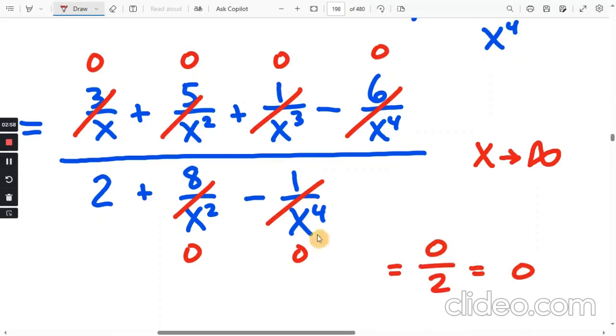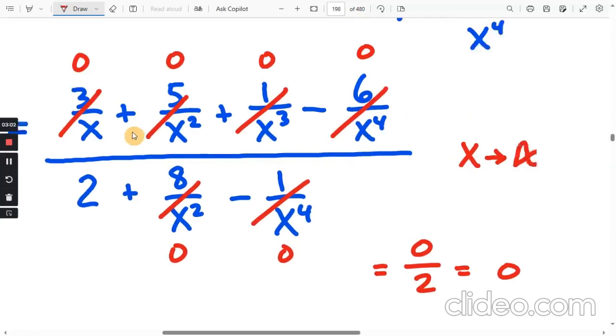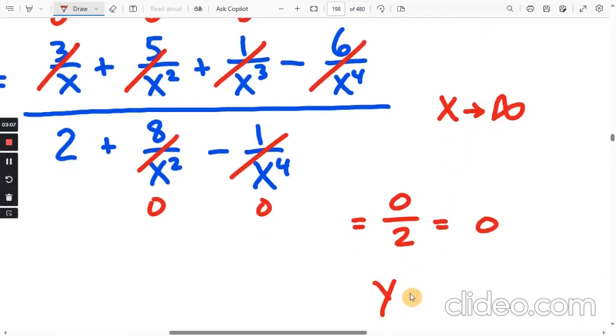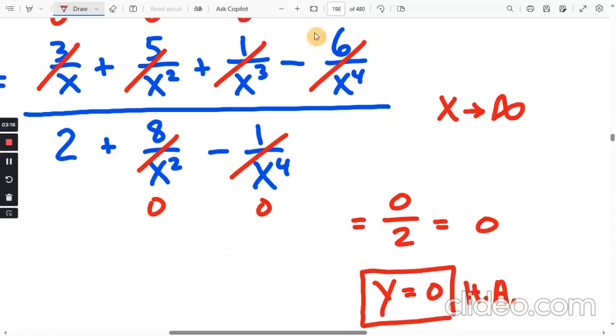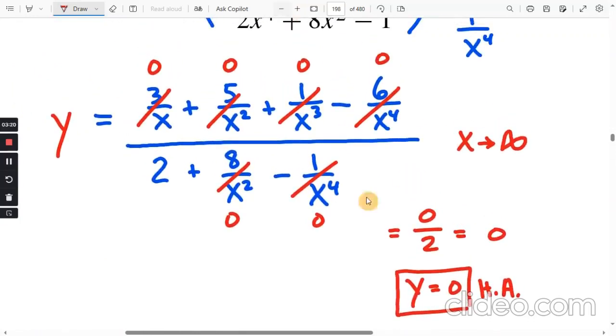Okay, so this function was basically f of x, or y equals. So it becomes y equals 0. All right, and that right there is your horizontal asymptote. Now, again, you do not have to do the practice problems this way. This is just me showing you why the notes work. So let's consult the notes and confirm that the horizontal asymptote is y equals 0.